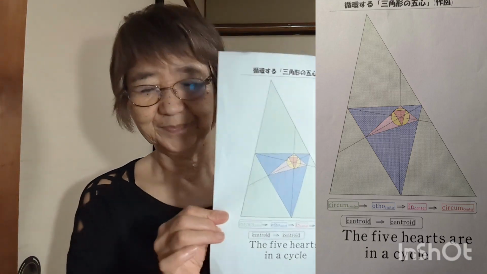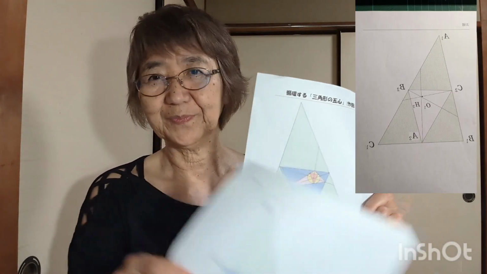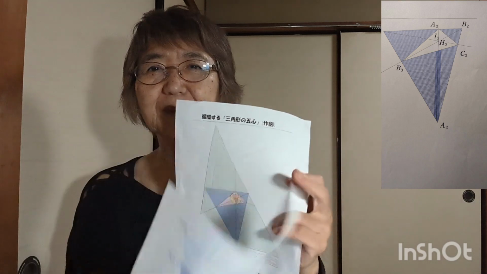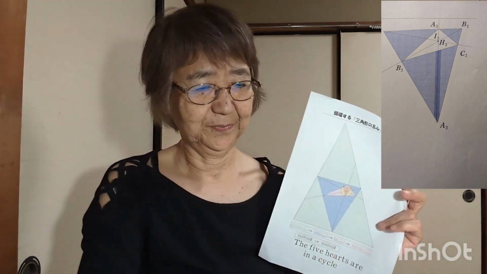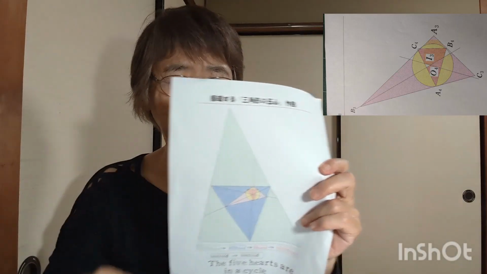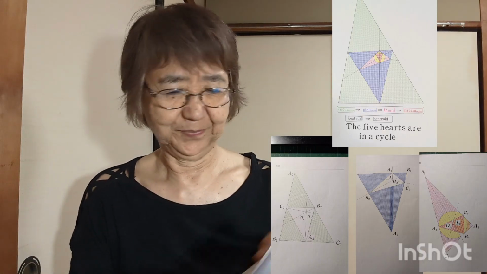In the first type of circulation, green triangle. Blue triangle. Pink triangle. Let's take a closer look at each one.